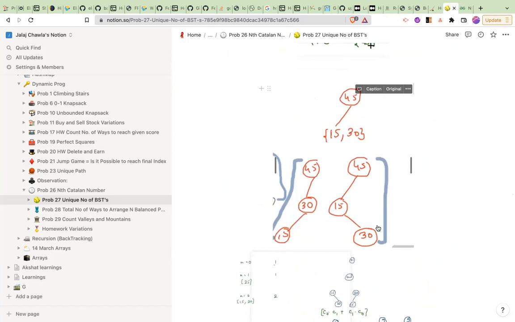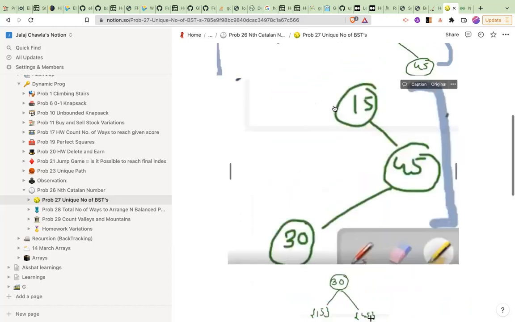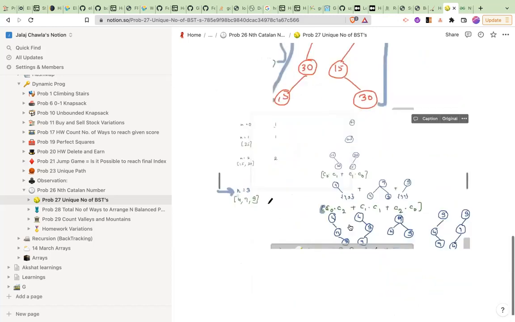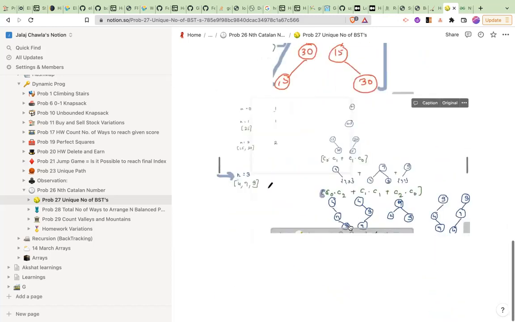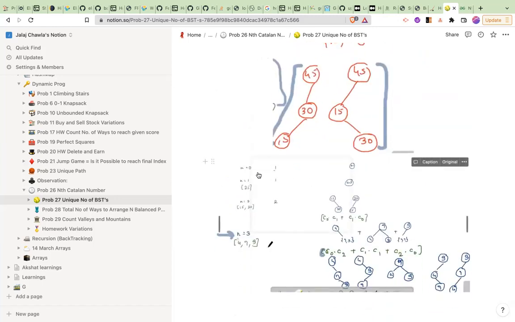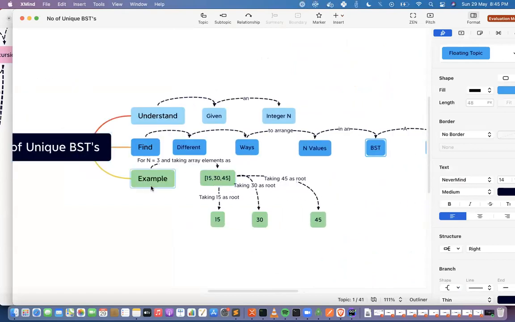It is similar to the Catalan number. So how is it similar? Let's see that. For 3 elements we got the number of arrangements as 5. A similar number we were getting in Catalan also, right? But how are we going to apply it here? This is how I was giving an example, this is how we can arrange.